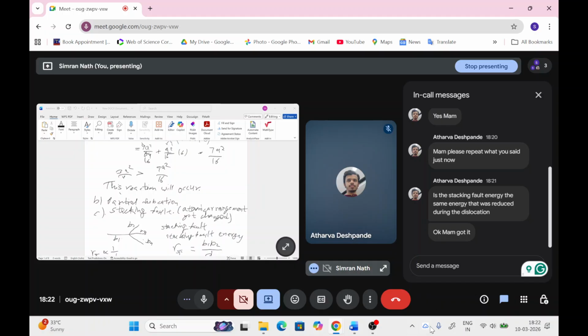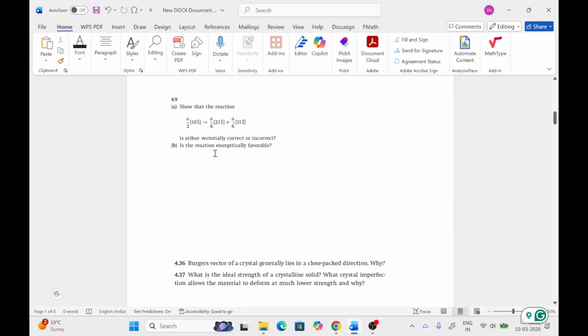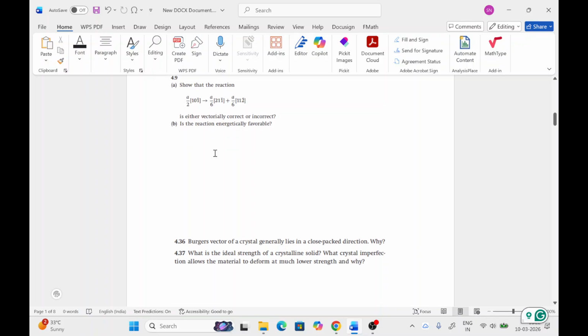Okay, so we'll move to the next question. In this question, we are asked to show that the reaction is either vectorially correct or incorrect. We check vectorial correctness by the addition of these terms.